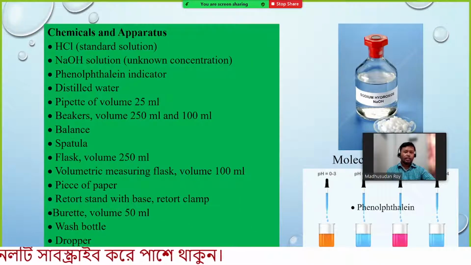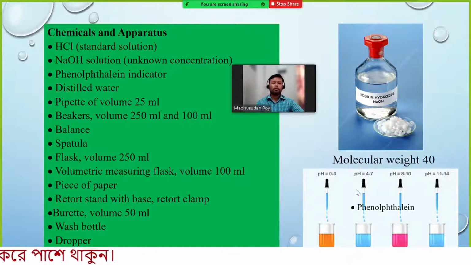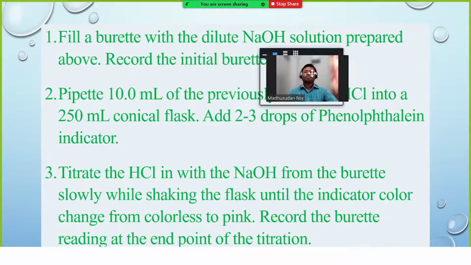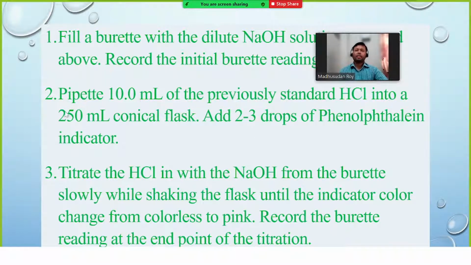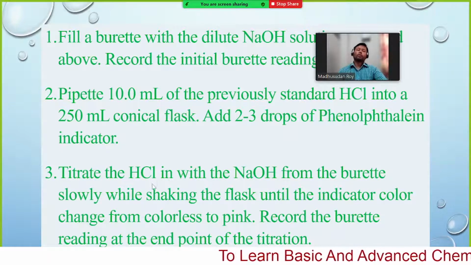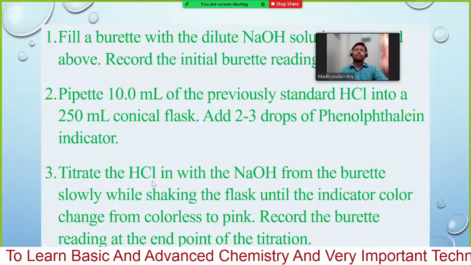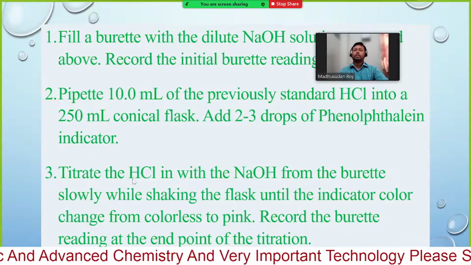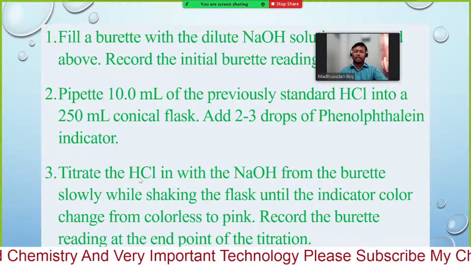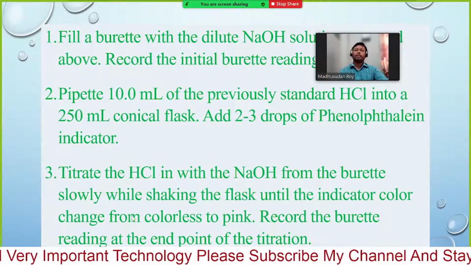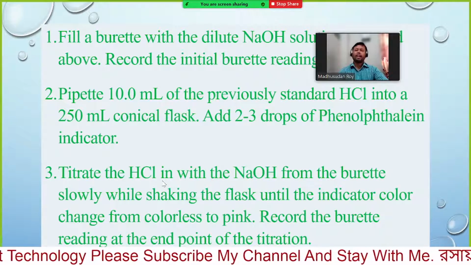Already I have shown here: in this solution the pH is 4 to 7, that means it is acidic, therefore it is colorless. Now you have added phenolphthalein indicator, so there is no color, and then titrate the HCl with sodium hydroxide from the burette. This is similar to the experiment we mentioned in the last class, where we used oxalic acid instead of hydrochloric acid. Today we are using hydrochloric acid, and previously we used oxalic acid. We are using the same indicator, so we will find a similar color change.